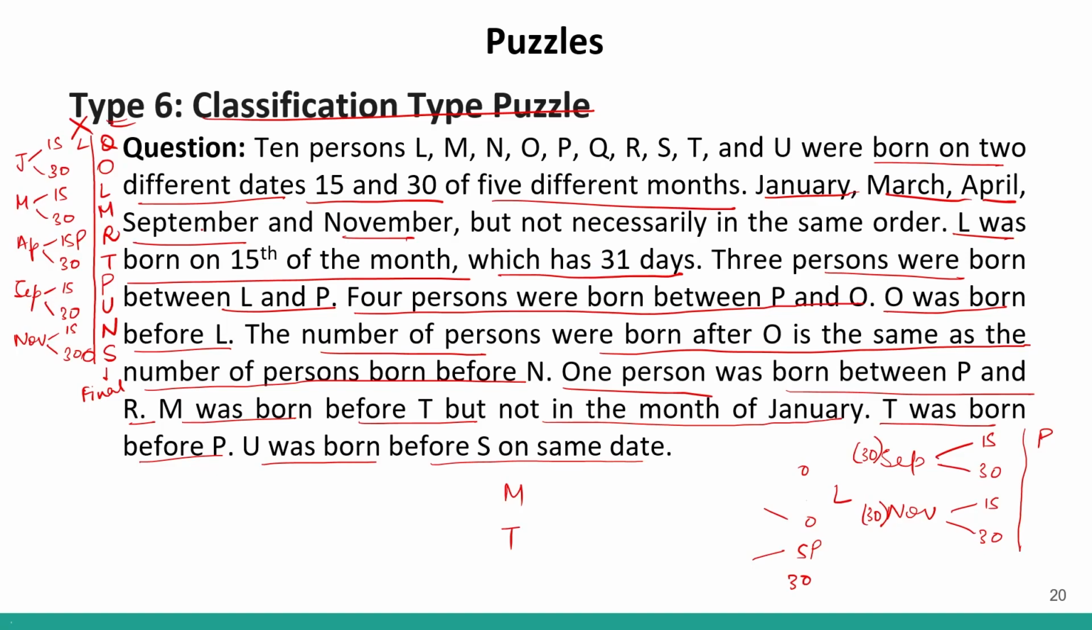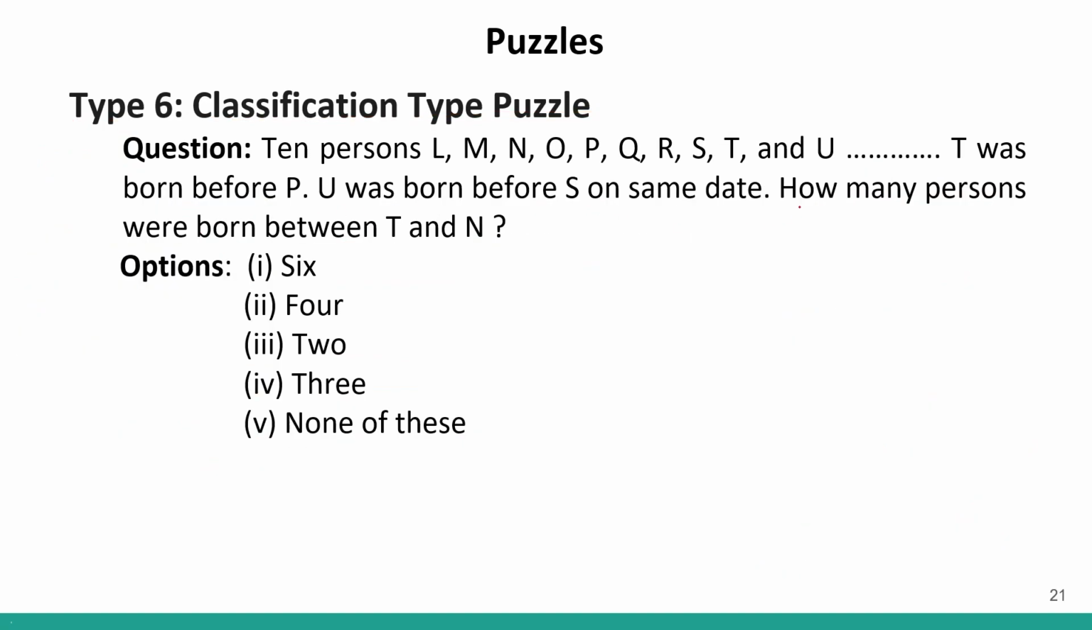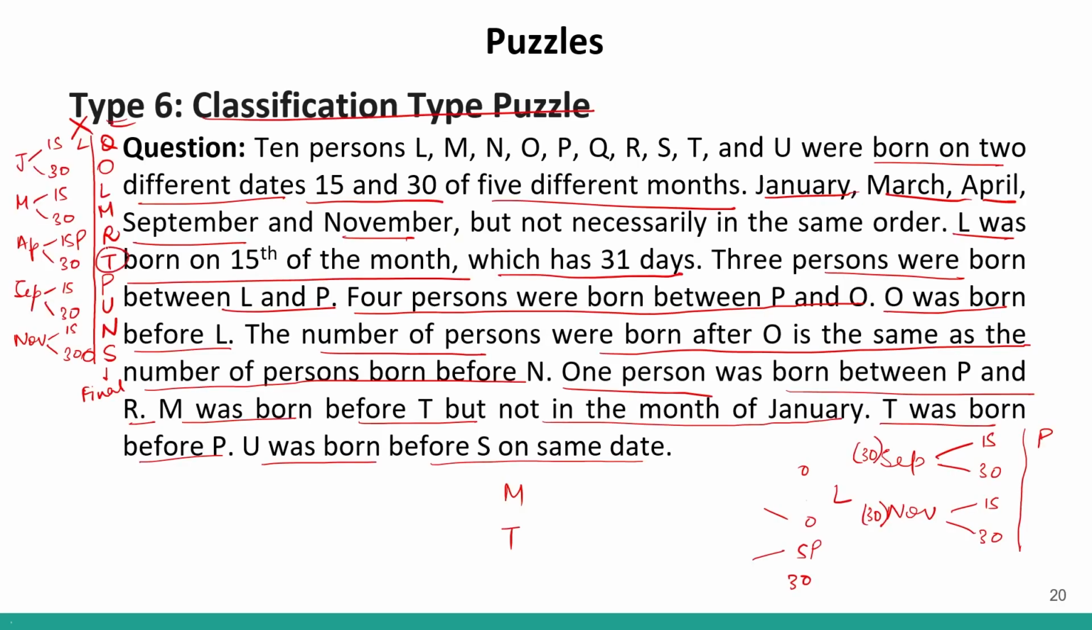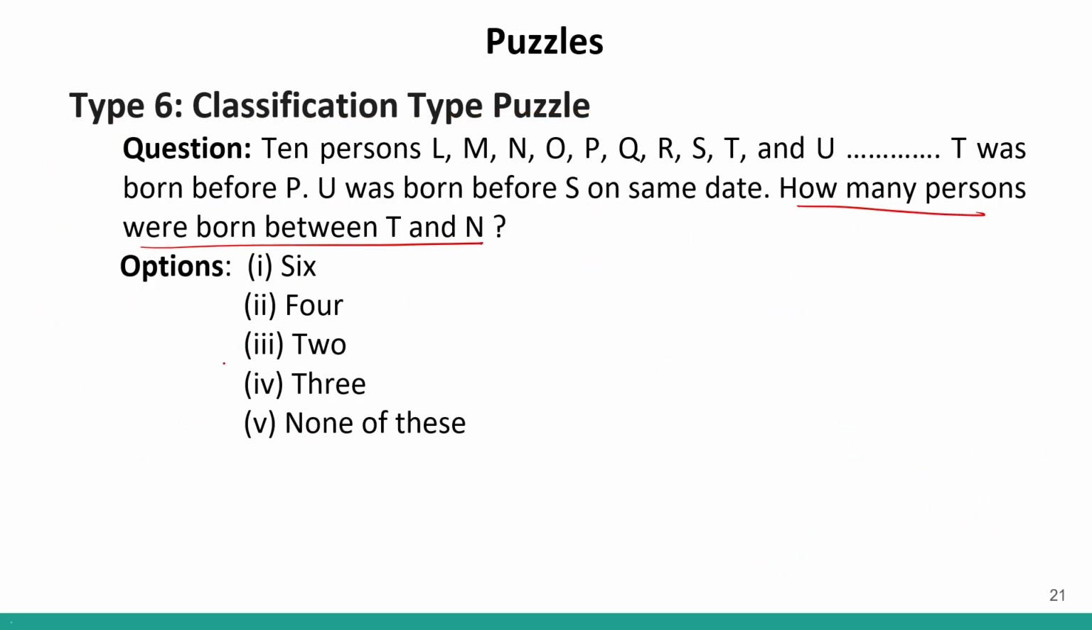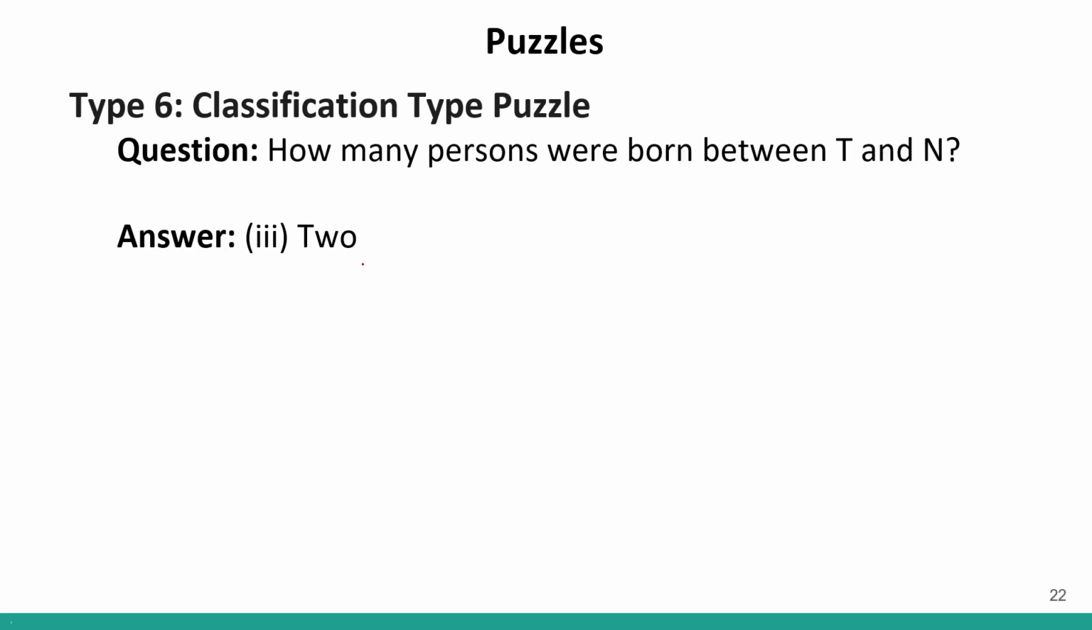Now let us look at the question. The question asks how many persons were born between T and N. Coming back to the diagram, between T and N. So T is over here, N is over here. How many people are born between them? 1 and 2. So my answer will be option number 3, 2. 2 people are born between T and N. So this is how you solve questions on classification type puzzle. So this concludes today's lecture. Thank you.